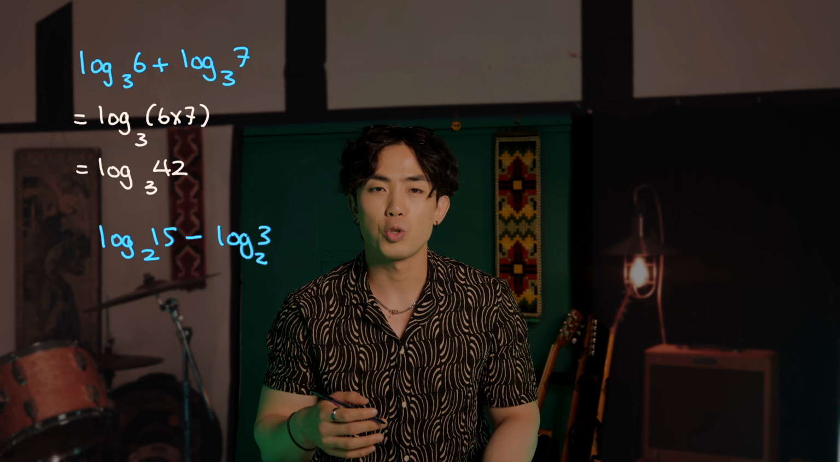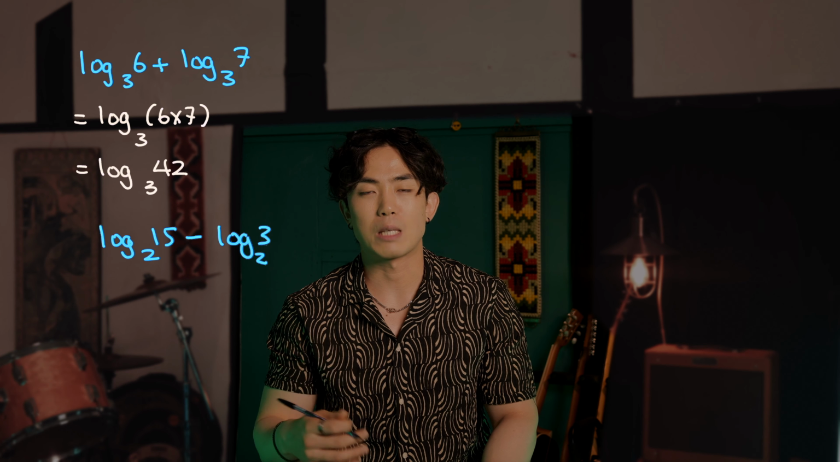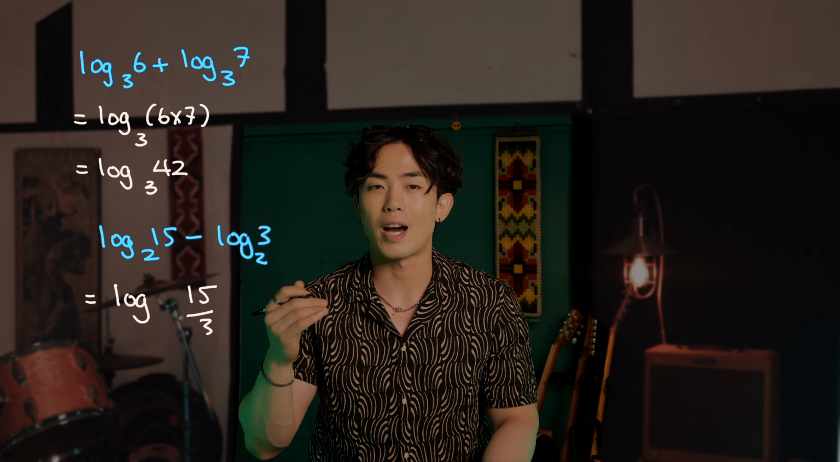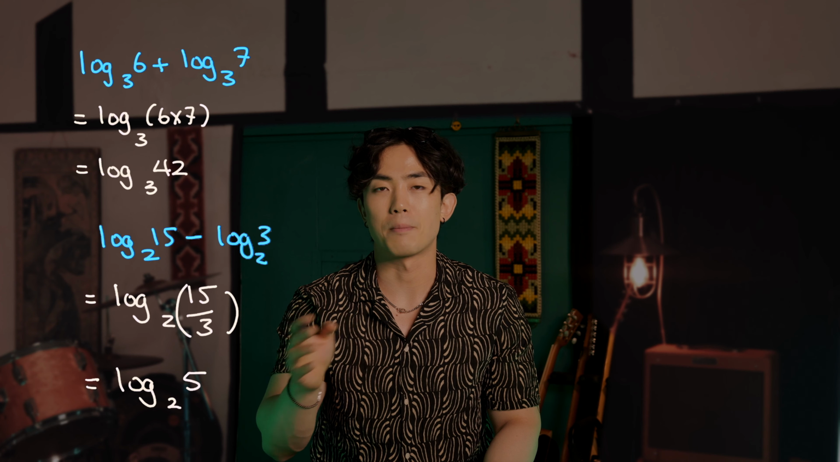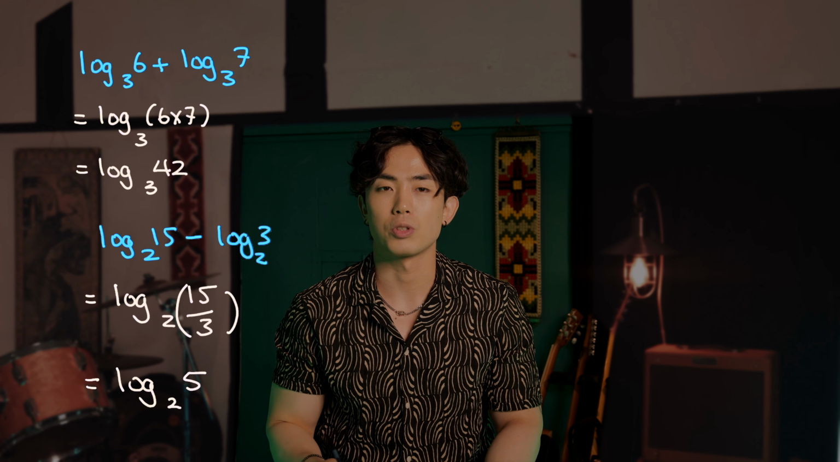Log 15 to the base 2 minus log 3 to the base 2. In this case, we're subtracting, right? So it's going to be 15 divided by 3. So that's going to be log 5 to the base 2. Remember, you can see that the bases are the same, right? So we can still apply these rules.